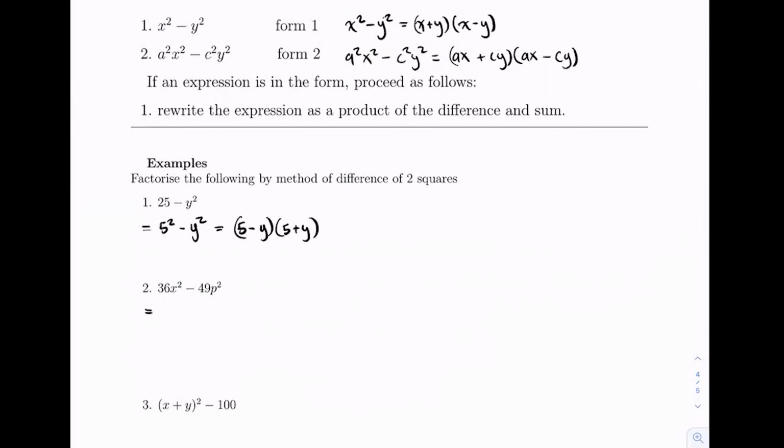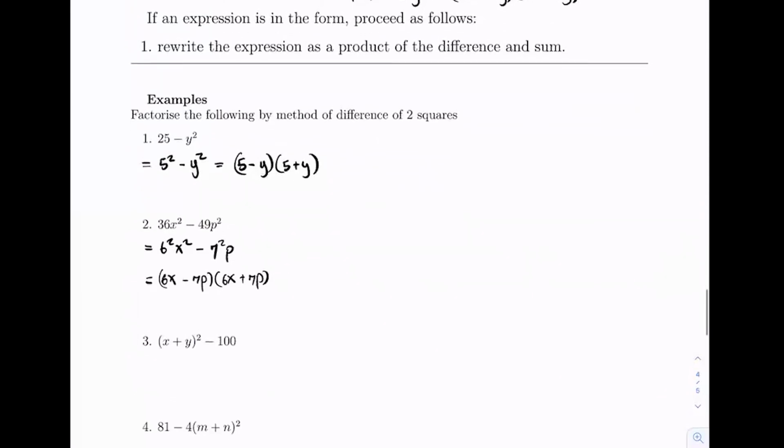example number 2, here we have 36x squared. I am going to rewrite that as 6 squared x squared minus 49p squared, which is the same as 7 squared p squared. So this is exactly equivalent to the second form. So we know that this is 6x minus 7p multiplied by 6x plus 7p, right? And that is the answer. This method is really easy, but the important thing is for us to recognize the forms, right?